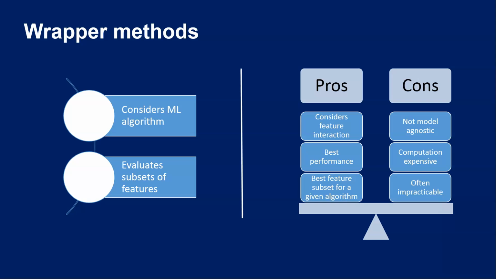So let me just tell you that the advantages of using wrapper methods are that they consider feature interaction and that they tend to find the best feature combination for a given algorithm. On the downside, they are not model agnostic, which means that the combination of features they found for a certain algorithm may not be the best for a different algorithm. And wrapper methods involve building a different machine learning model for each feature combination, so they are computationally very expensive, to the point that they are often impracticable.